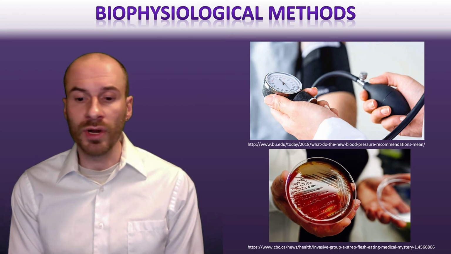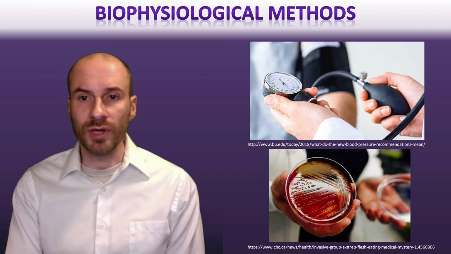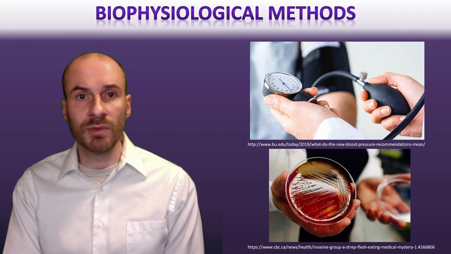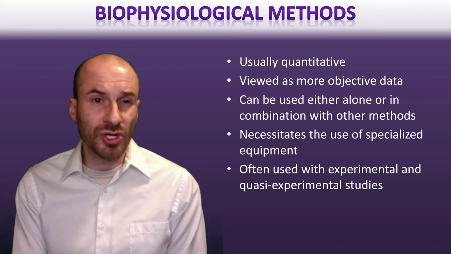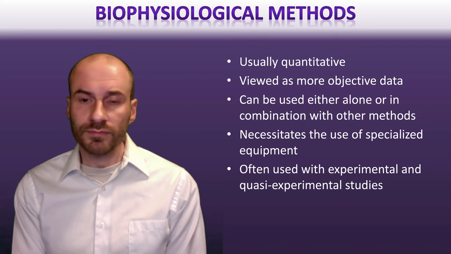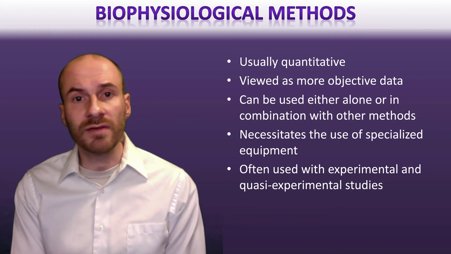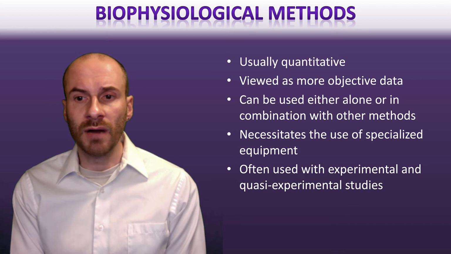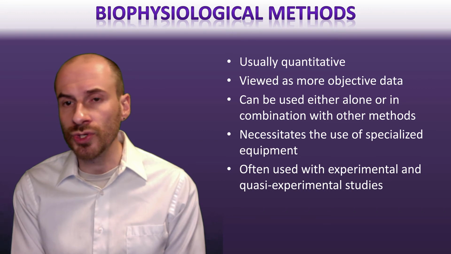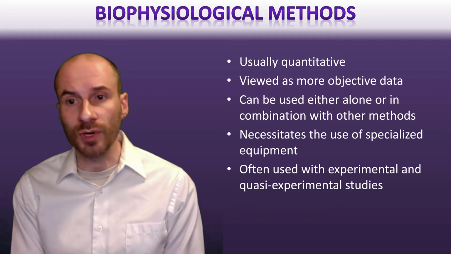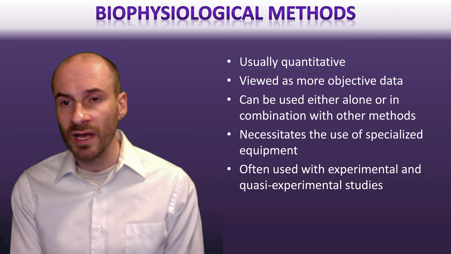Blood pressure, or you're doing swabs to see if somebody has an infection of various different sorts. So you're actually looking at someone's biological states. Now, biophysiological approaches are usually quantitative, and they're often seen as being a little bit more objective in terms of the results that you get, because very often these physical states are less prone to social influences of various sorts. Now, that doesn't mean that biophysiological methods are entirely immune to social impacts.